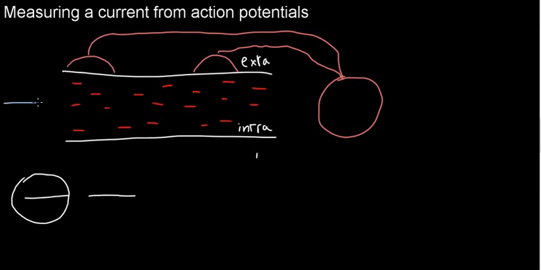So what would happen now? Let's just say there's some sort of depolarizing wave coming this way, and it's going to turn all of this side positive. This side is suddenly going positive.